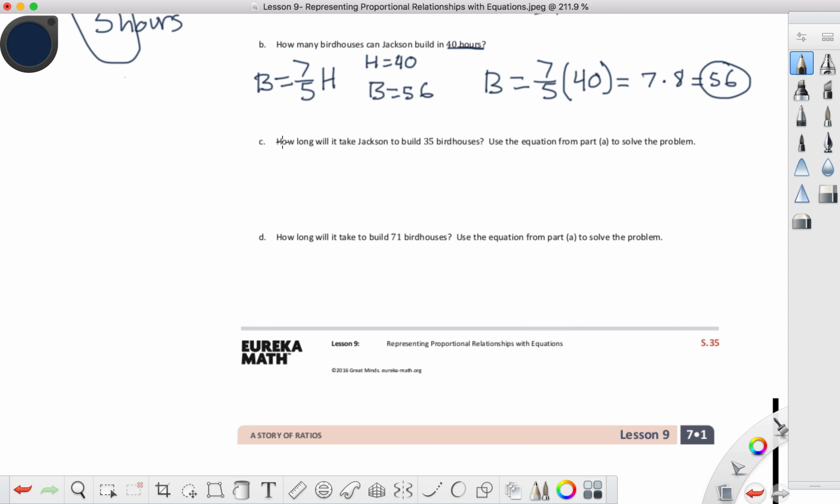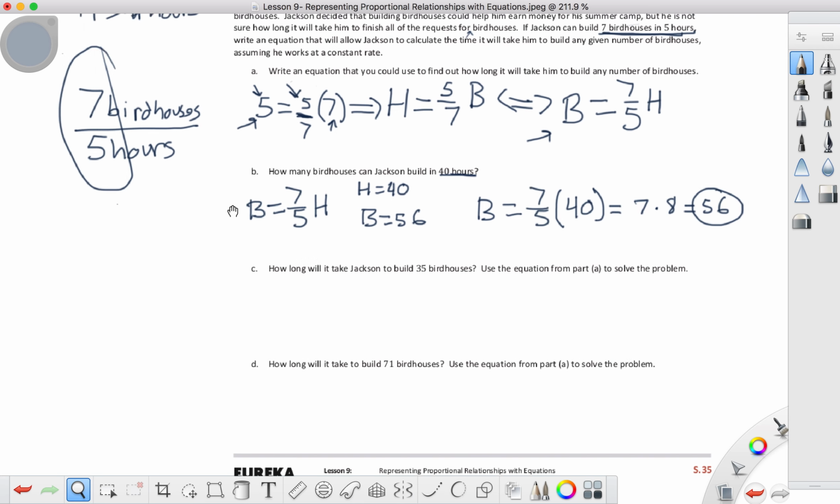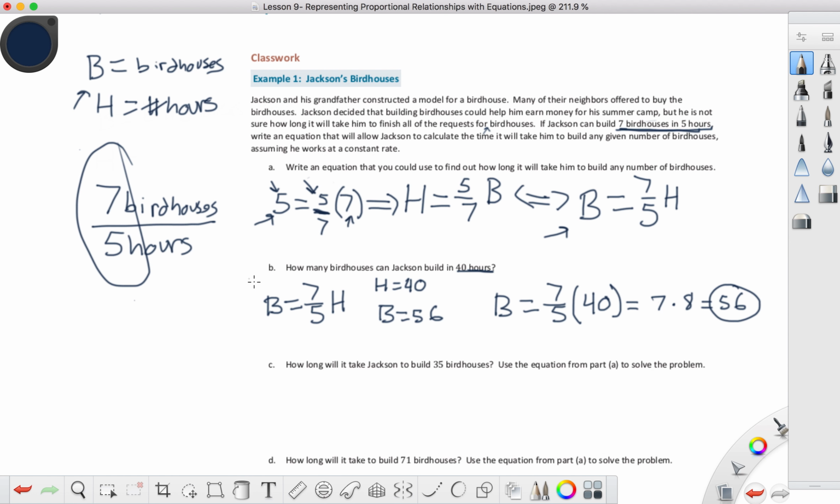C, how long will it take Jackson to build 35 birdhouses? Use the equation from part A to solve the problem. Well, we made 2 equations in part A, so let's pick the one that's the most useful. How long will it take Jackson to build 35 birdhouses?